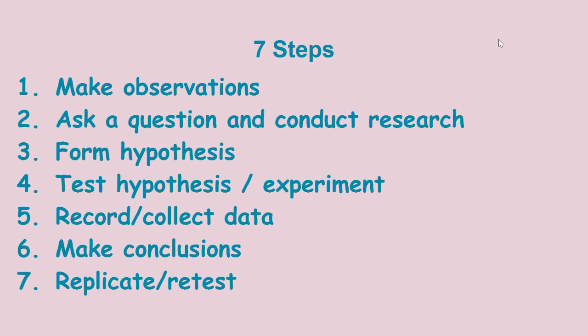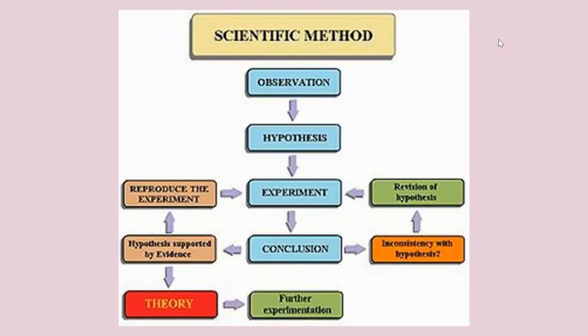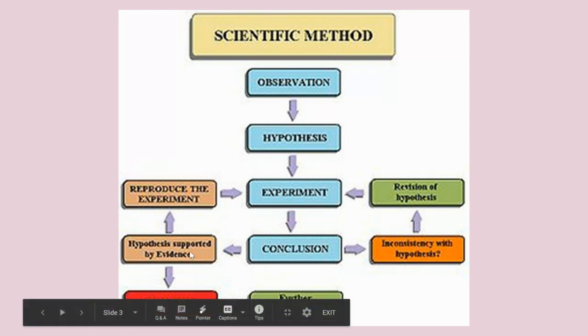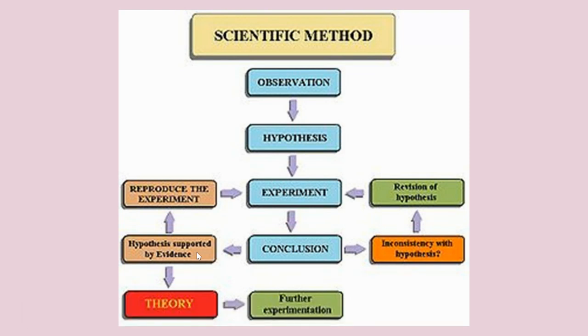But that's not really the last step. The actual last step of the scientific method is to replicate and retest over and over and over and over again to try to continue showing that your results either match or do not match your hypothesis. So the scientific method kind of loops. Once you've made a conclusion, you can think about your hypothesis and whether or not it was supported.